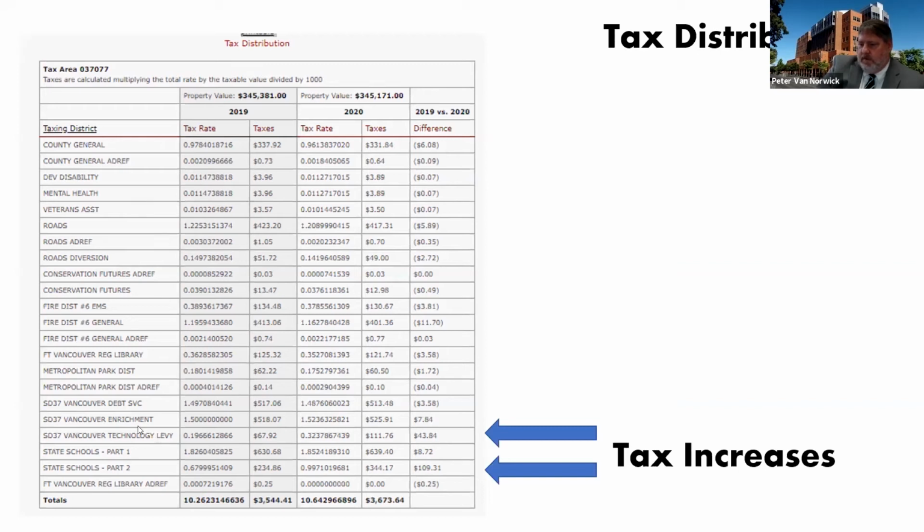So in mine, you can see the Vancouver Technology Levy. They passed a new levy. That was an increase of $43. And State Schools Part 2 was responsible for $109 of the tax increase. So if you are wondering what is happening with property taxes and why they're going up, that's the best place to go to see.